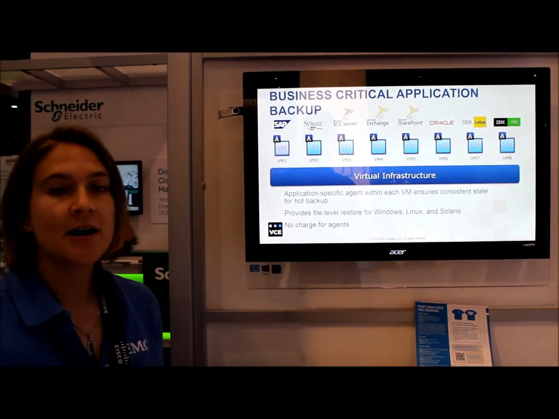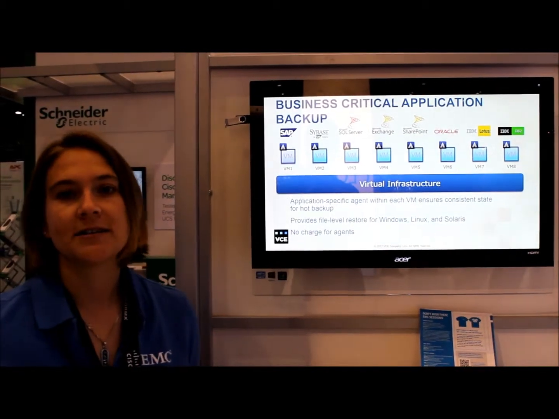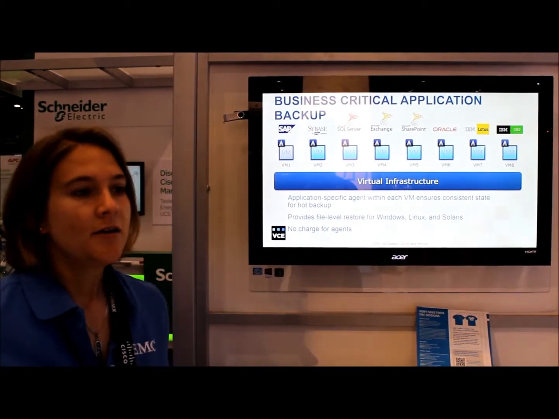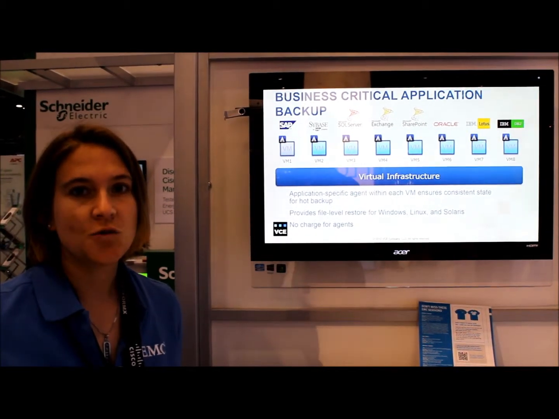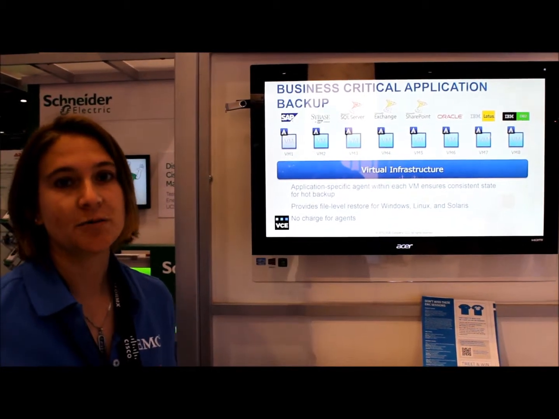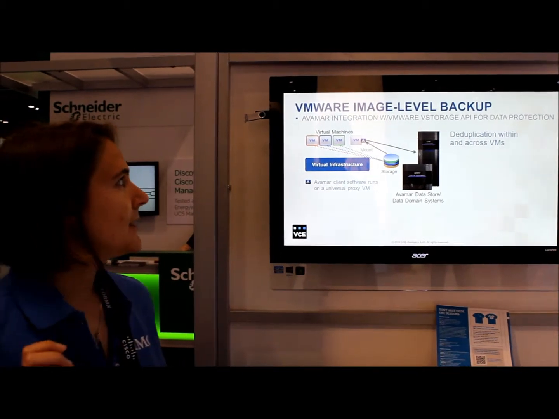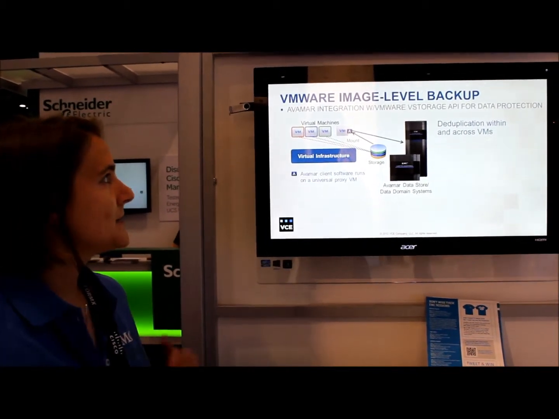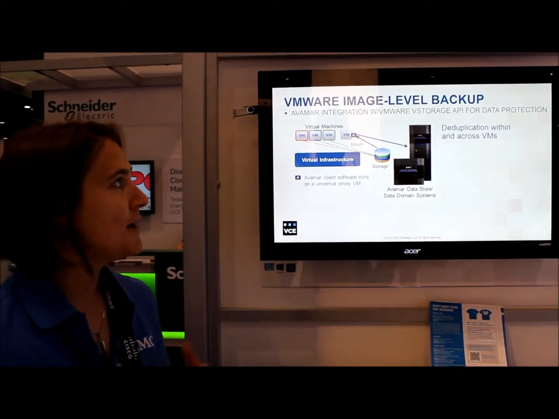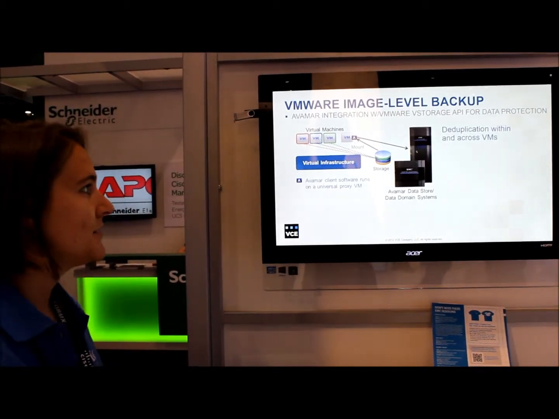Avamar also provides file-level restore for a variety of operating systems, and the best part is that you can deploy as many Avamar agents as you want because you're only charged for deduplicated capacity. Let's take a look at VMware image-level backup, and that's because of the tight coupling of Avamar and VMware's vStorage API for Data Protection.